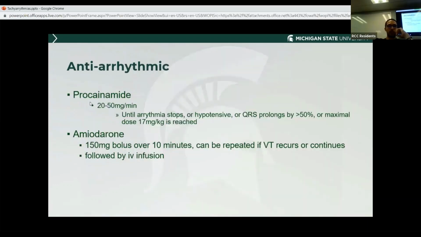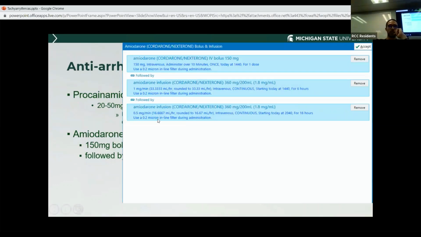Anti-arrhythmics, procainamide, 20 to 50 milligrams per minute. I never used it. And then amio. Amio is 150 milligrams bolus. You give it over 10 minutes, and then you start a drip. And if the patient is still in arrhythmia, you can repeat the 150 milligram bolus. And it also comes in an order set in EPIC.